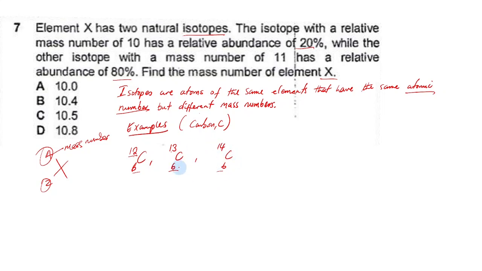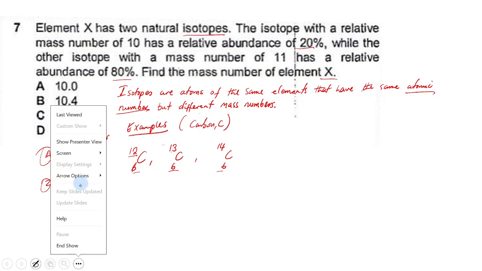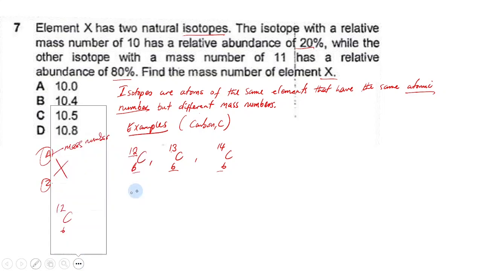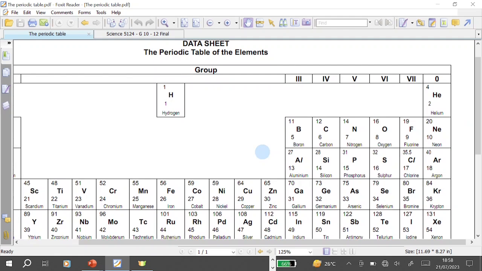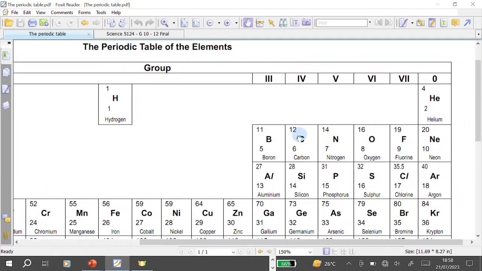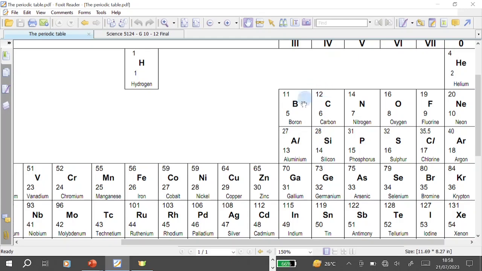So like carbon, we know it exists in nature as three isotopes. However, when you go on the periodic table, you're only going to find one carbon, which is 12, 6 here. Let me just show you now, so that you may not think otherwise. This is the carbon we are talking about. This one here. You're seeing 12, 6.